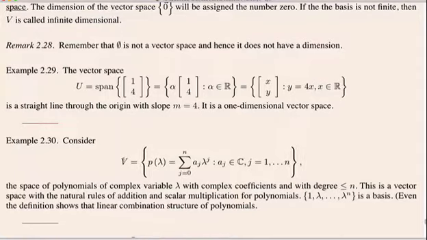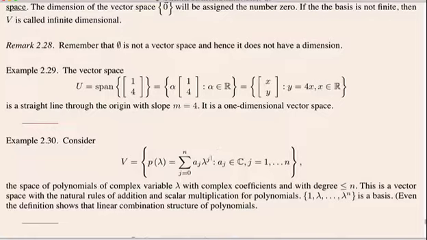Let's consider V as the polynomials P of lambda. We looked at this example before. So this has the form, the sum as j goes from 0 to n, a_j lambda to the j, where a_j is a complex number and j goes from 0 to n. So this is the space of polynomials of complex variable lambda with complex coefficients a_j and with degree less than or equal to n. So the power of lambda is maximum n, or the largest power in these polynomials. This is a vector space with the natural rules of addition and scalar multiplication for polynomials.